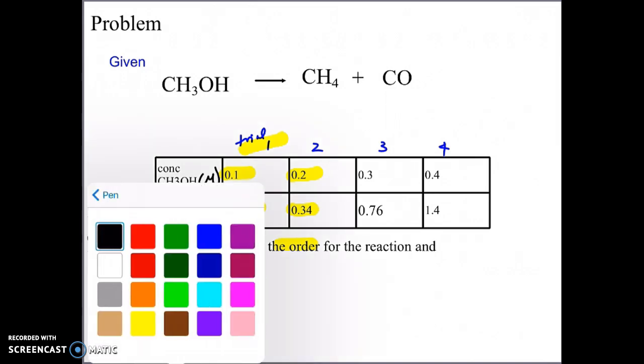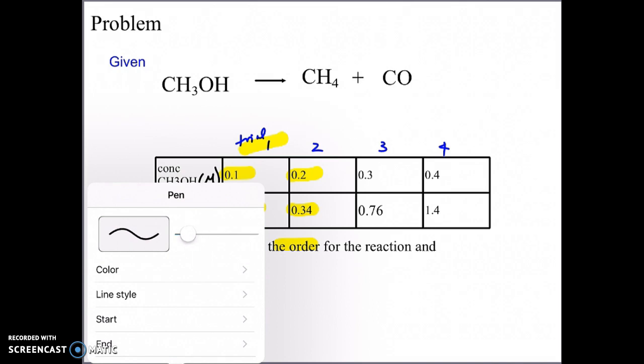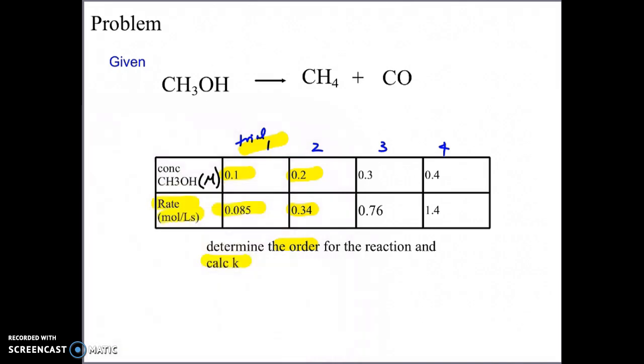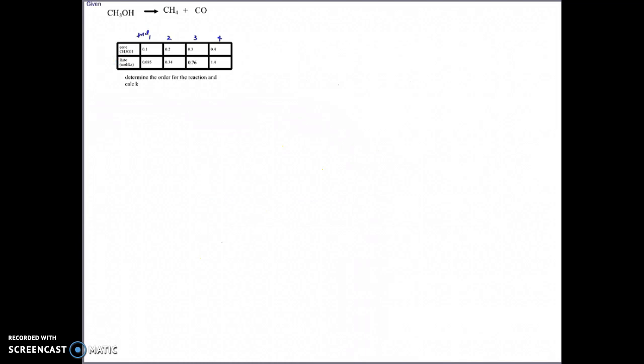So let's see, we're going to go with black. I'm going to make this pen a little bit thinner, and here is the problem that we are working with. What I like to do is compare two trials. I would compare, let's get this going here. I don't know why my pen isn't working. I'd like to compare the rate, okay? And when I compare the rate of 2 over the rate of 1, this is really not working well.